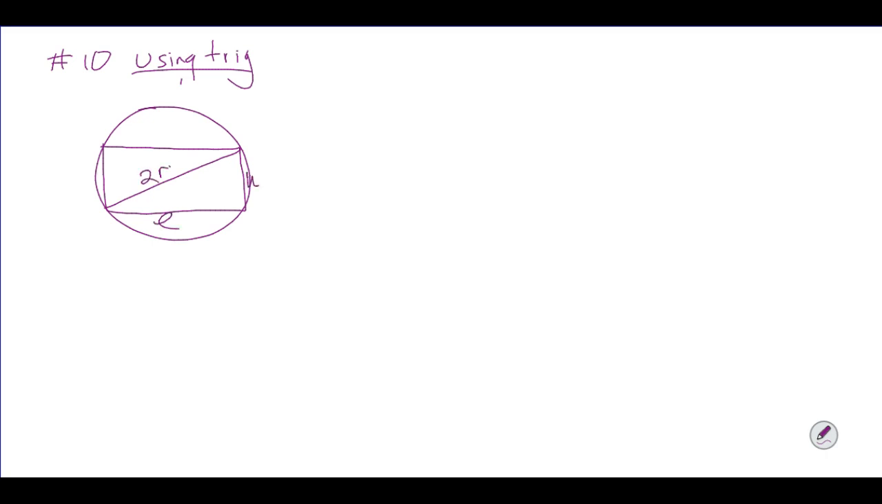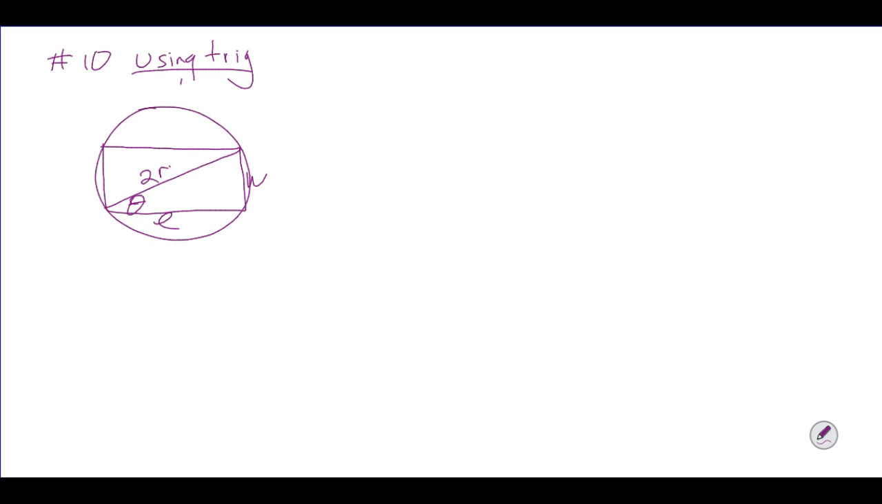Okay, so it turns out that a lot of things that could be solved geometrically may also be able to be solved using trig. All right, so we've got our circle. We've got our rectangle. All right, we know this is 2r. We know this is L, we know this is W, and we say, hey, there's some angle in here, theta. Right? And you want to find the value of theta that will maximize the area of the rectangle.